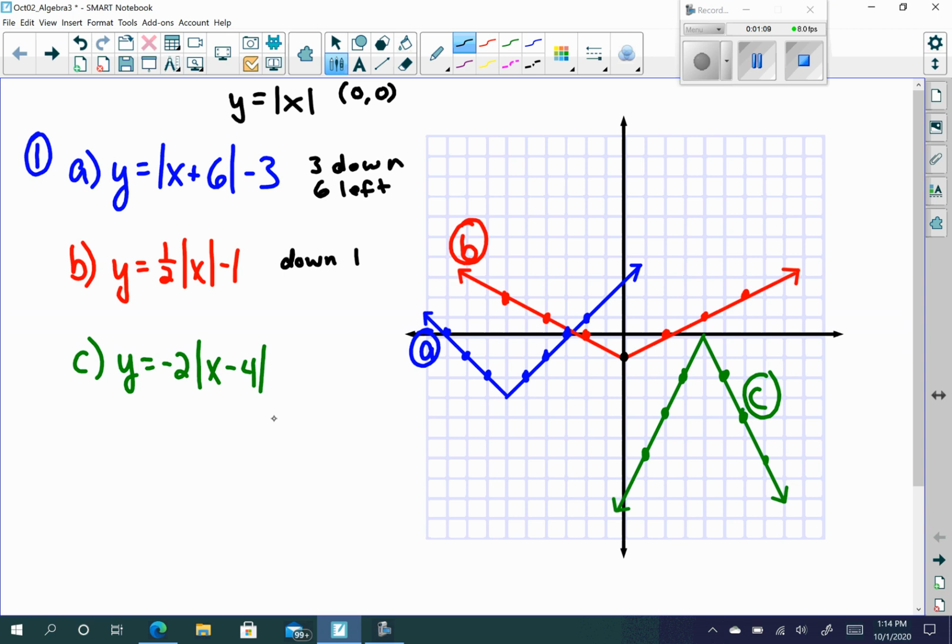Now for C, there is no vertical shift, but there is a shift of 4 units. In this case, it's going to be to the right. So I'm going 4 to the right, right here. Now my slope is acting like a -2 for the right side of the V. So I go down 2, 1 to the right. I also go down 2 from the vertex, 1 to the left. So that's what's giving us this V shape.